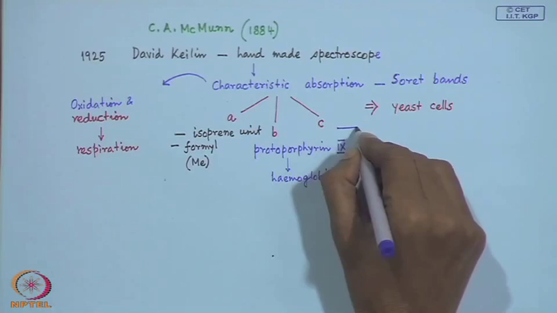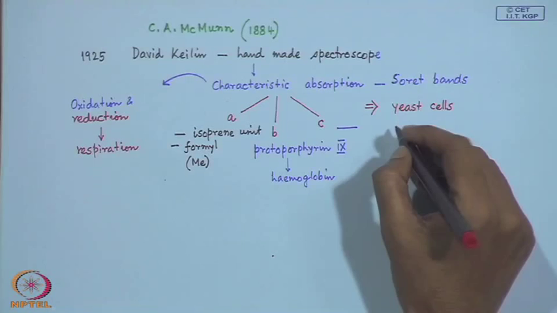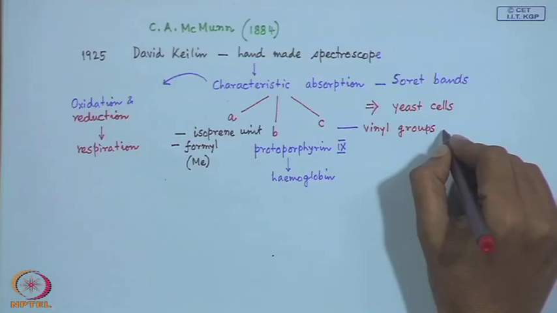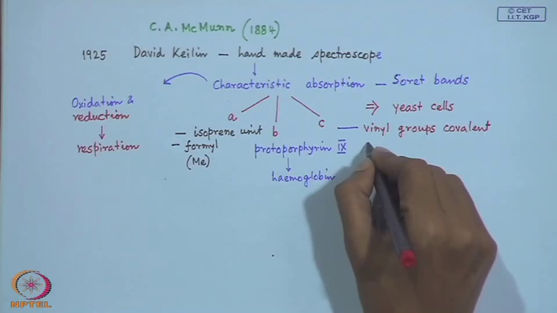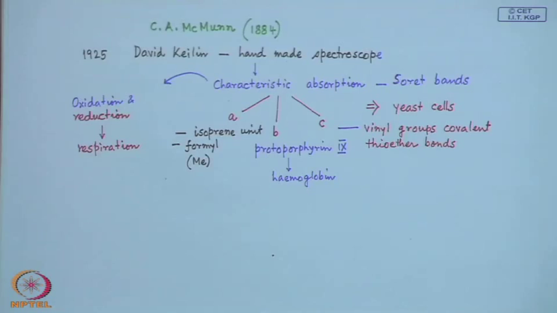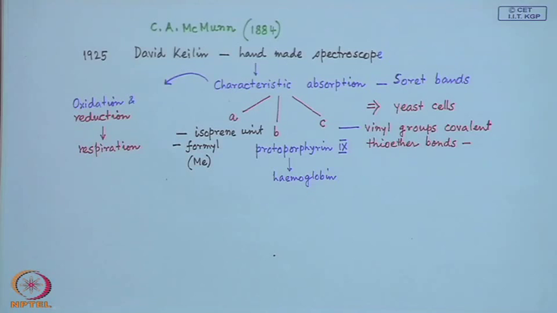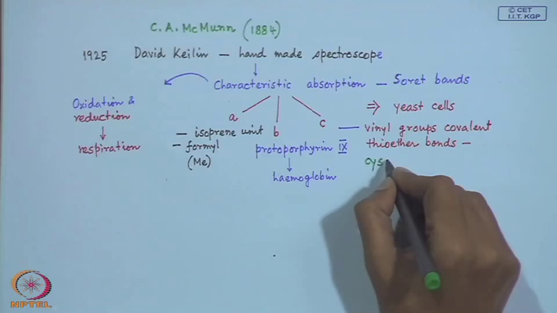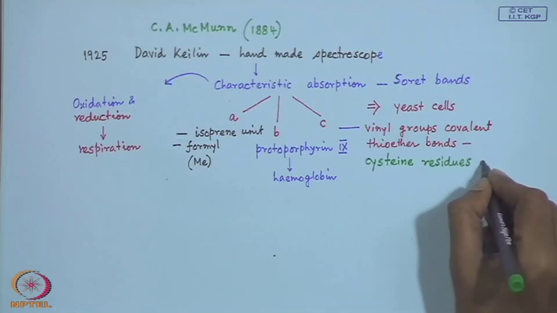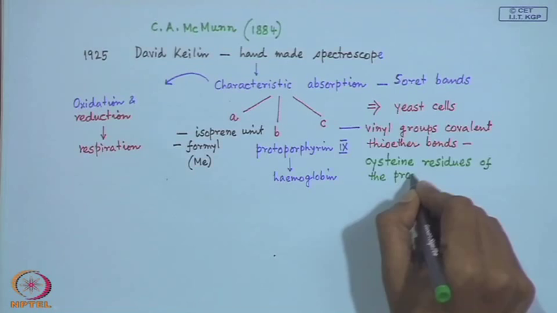Now, the difference is that we have already seen that it has vinyl groups present in the ring, and these form covalent thioether bonds with the cysteine residues of the protein.